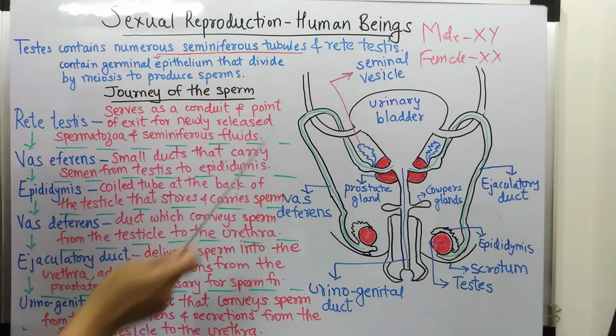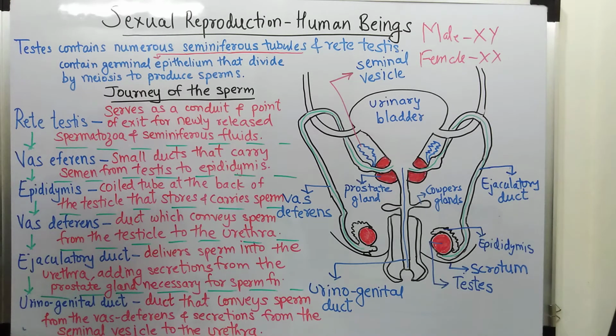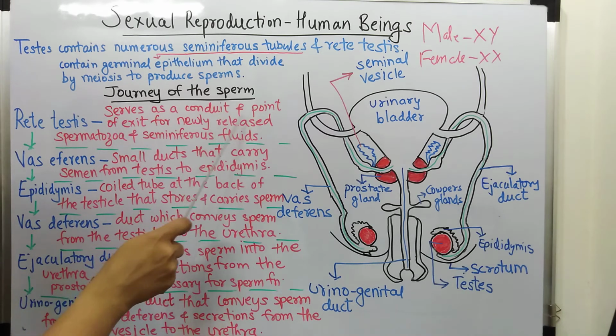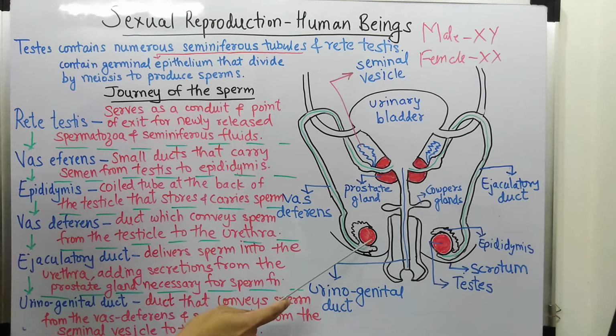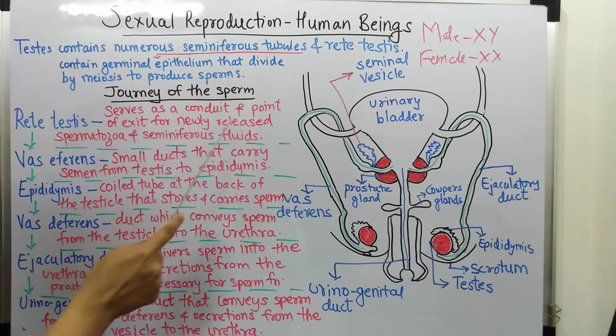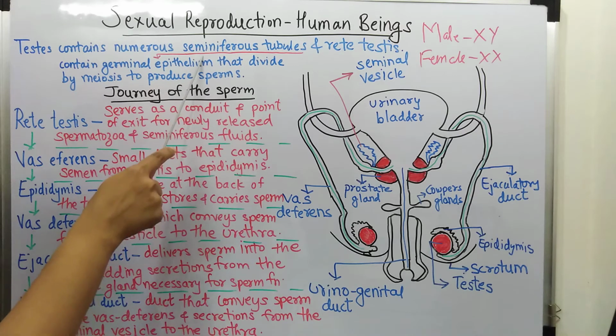Now we know that inside the testis there is also a Rete testis. What does the Rete testis do? The Rete testis serves as a conduit, like a passage, meaning a way. The Rete testis serves as a conduit and point of exit for newly released spermatozoa and seminiferous fluids. Where was this produced? Inside the seminiferous tubules, correct? Now to come out, where does it have to pass through? Through the Rete testis. So inside this testis there is a Rete testis that serves as a conduit and point of exit for the newly released spermatozoa and seminiferous fluids developed in the seminiferous tubules.